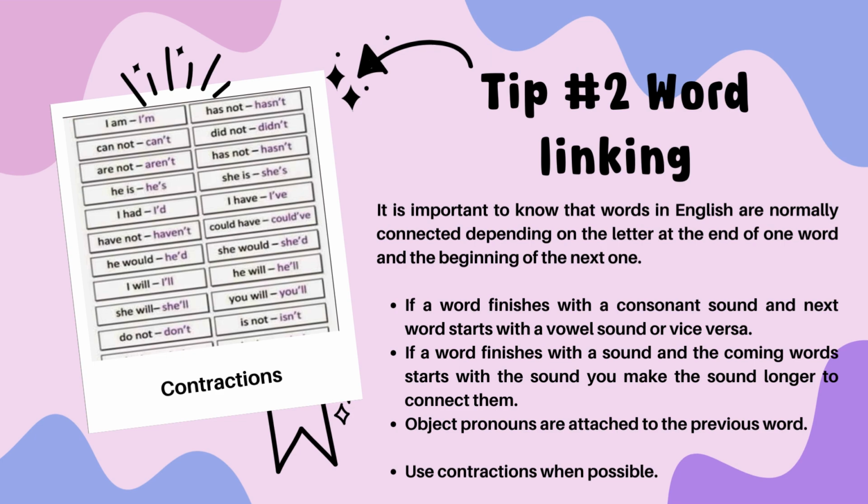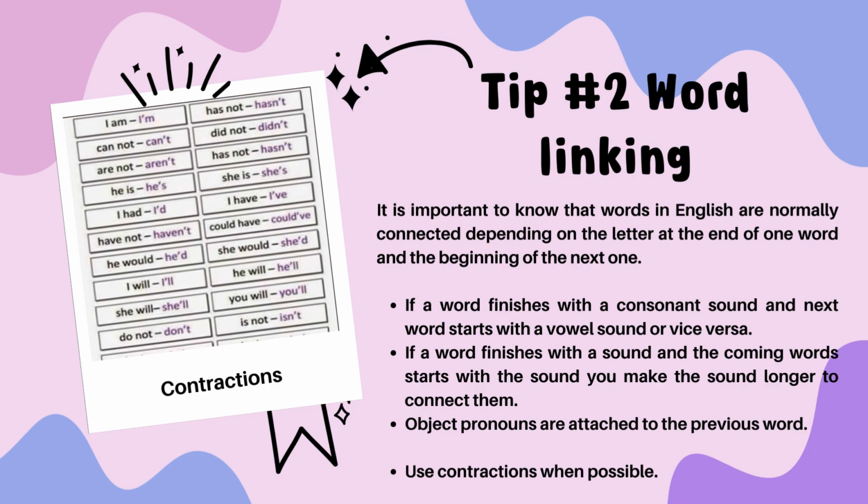The second tip is word linking. Word linking is very important when we speak in English. And when we have an intermediate level or more, it's easier to apply it, right? So if a word finishes in consonant, for example, and the other one starts with a vowel, we can link them. And this is the natural way American people speak, right? So it's important to use them properly or to apply word linking properly.